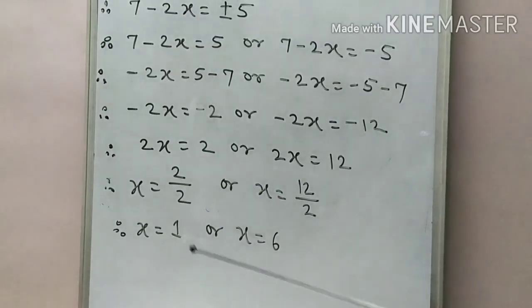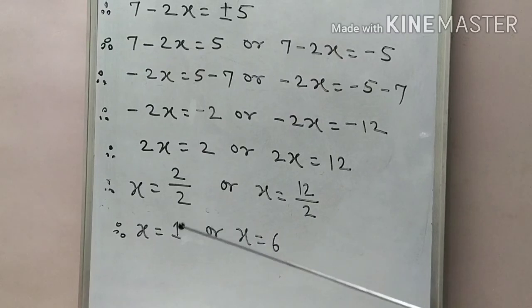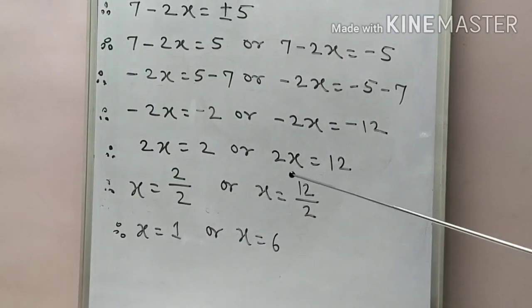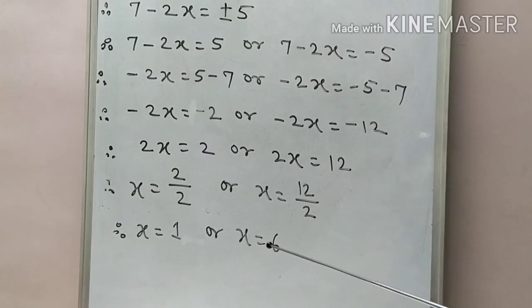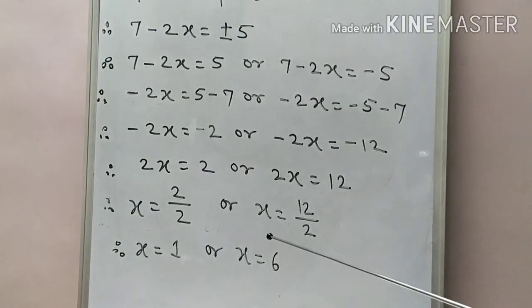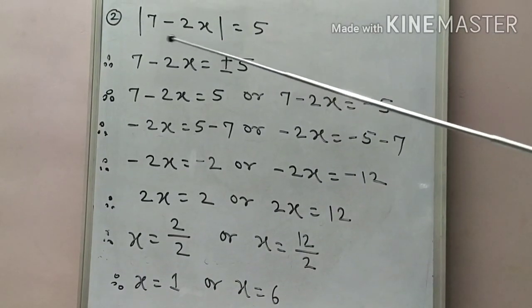So as we simplify it, x equal to 2 upon 2, that value is 1, and for the second, x equal to 12 upon 2, that value is 6. Okay, so like this we get two values for variable x for this equation.